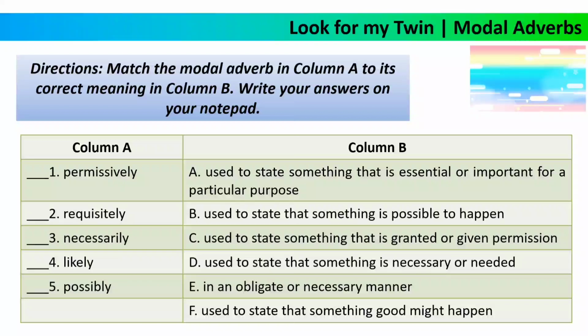Time is up. Let's check your answers. For number 1, the modal adverb is permissively. And among the given meanings, which do you think is its correct meaning? Very good. Letter C. Permissively is used to state something that is granted or given permission. For number 2, which is the perfect match for requisitely? Correct. It's letter A. Requisitely is used to state something that is essential or important for a particular purpose.